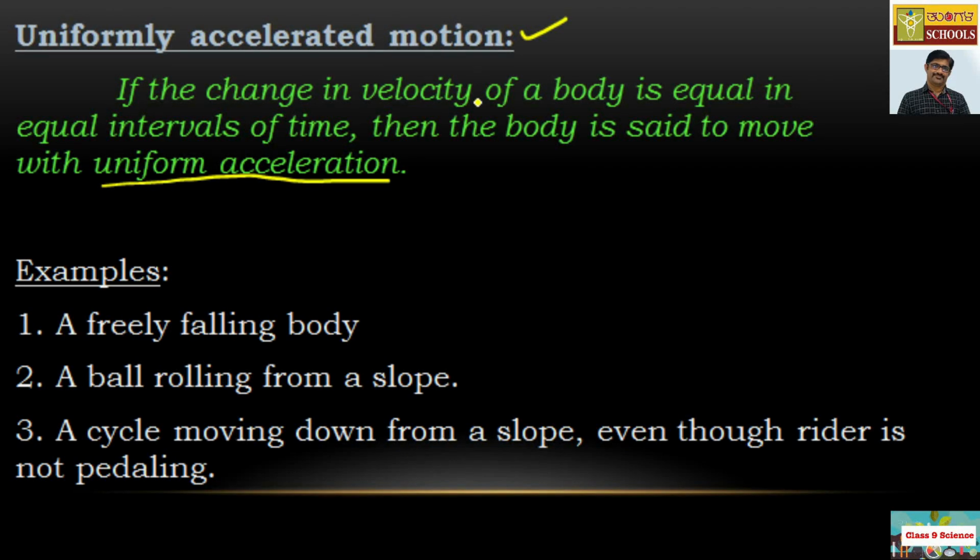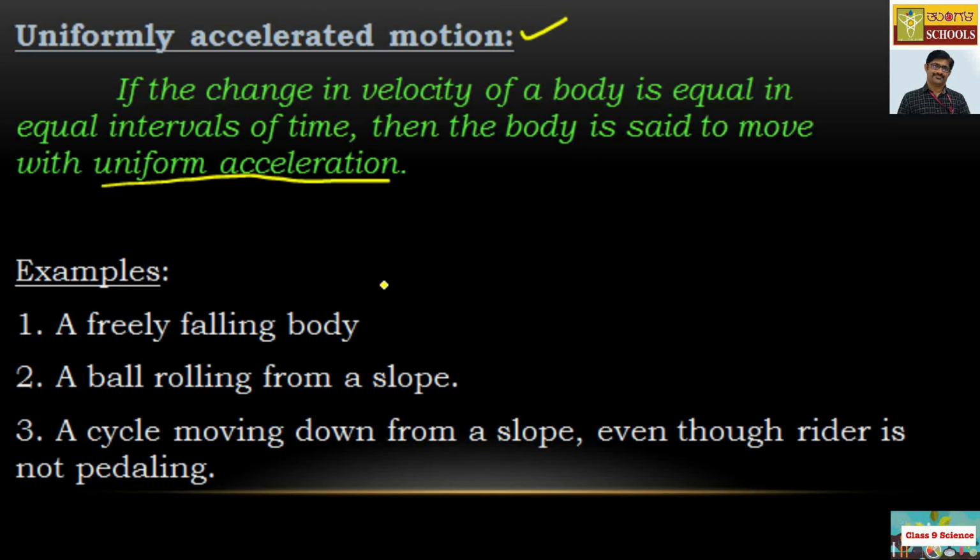If the change in velocity of a body is equal in equal intervals of time, the change in velocity of the body should be equal with respect to time intervals which are equal. Again, such motion of the body is taken as uniformly accelerated motion of the body.